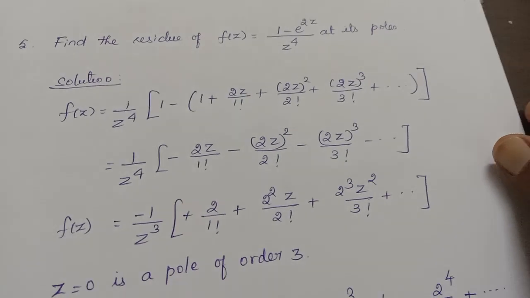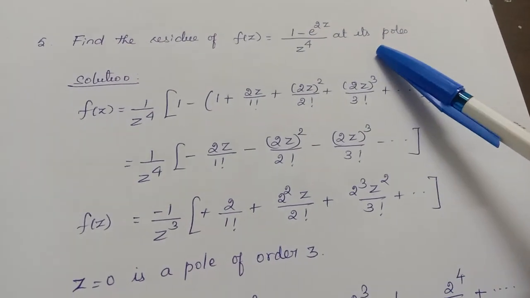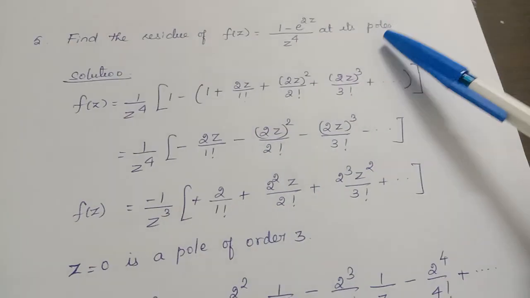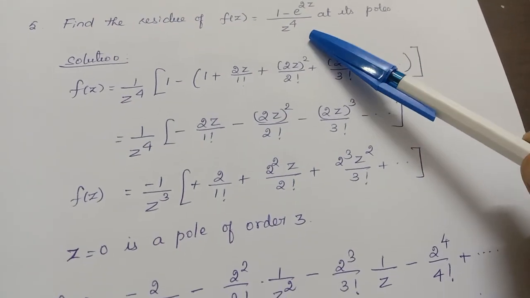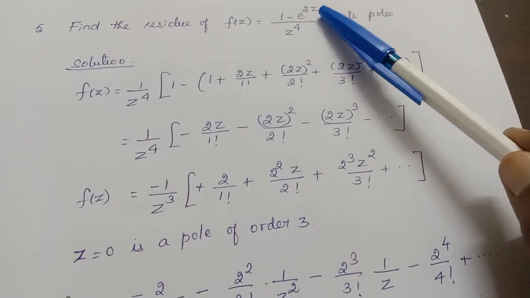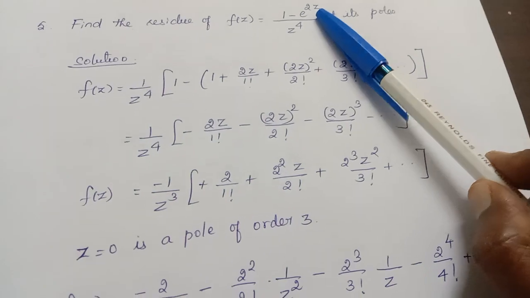Okay, then the next problem. Find the residue of f of z equal to 1 minus e power 2z by z power 4 at its poles. Now by equating the denominator to 0, you will get the singular points. But here you see you have an exponential function in the numerator, and that too it looks like 1 minus e power 2z, isn't it?